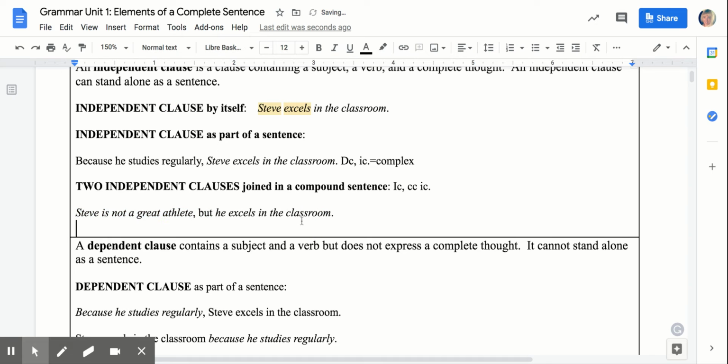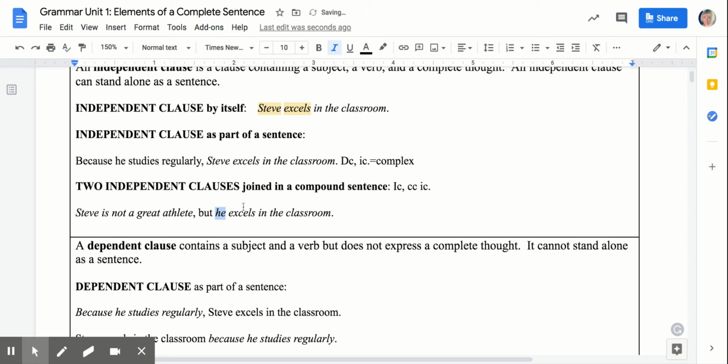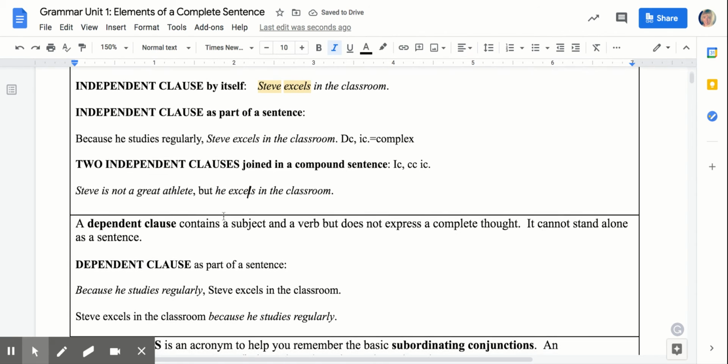One of the things I notice students doing is they often forget this second subject. They delete this. They still have a comma. That's not correct, because then we're missing a subject. We have to have a subject and a verb with our comma and our coordinating conjunction.